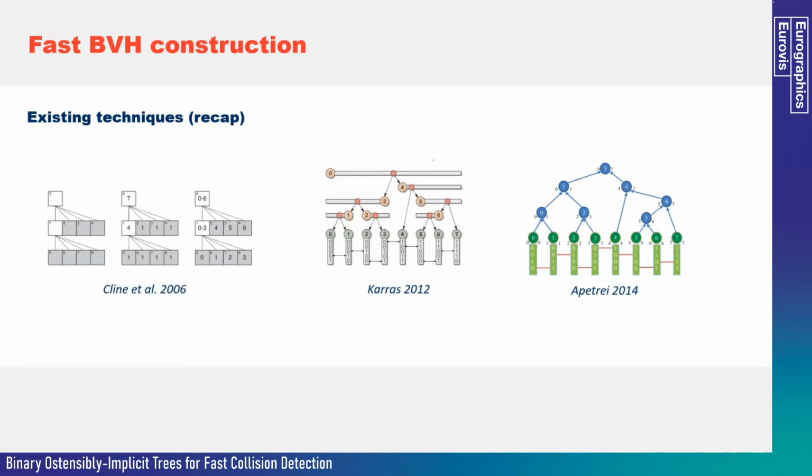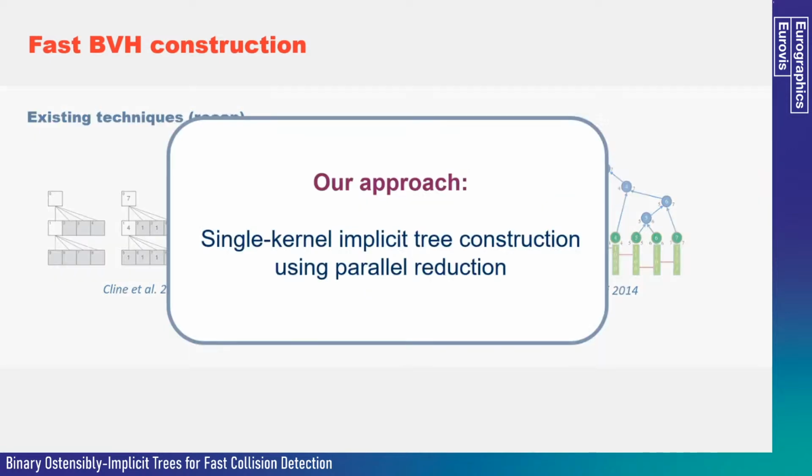Finally, I also point out this method by Klein et al., which is the lightweight BVH, and it is similar to our method in the sense that nodes can be indexed implicitly. However, our method is more efficient and better suited to the GPU parallel setting. Thus, in broad terms, our approach shares some aspects with these techniques. First of all, we have an implicit structure like Klein et al., but with a novel encoding. Second, our tree construction uses a parallel reduction like Karas and Apetrei, but without the need to track radix key ranges. I will now describe a little bit more about how we build the BVH using the binary ostensibly implicit tree.